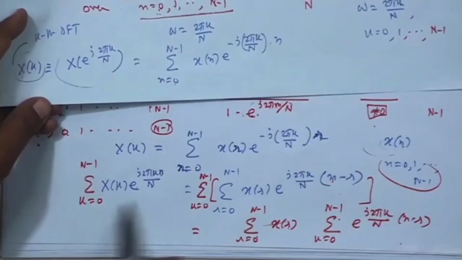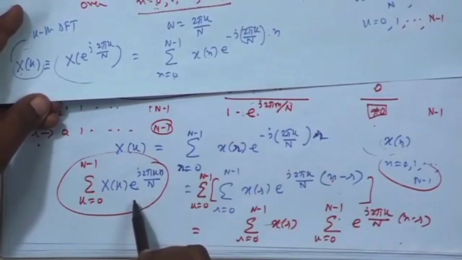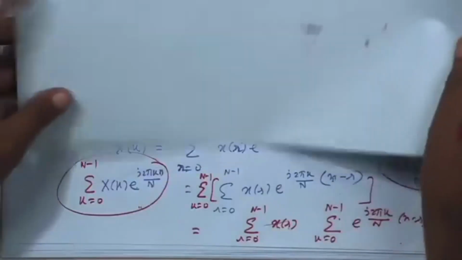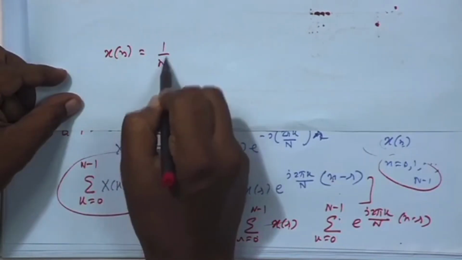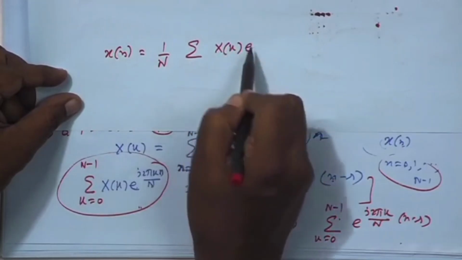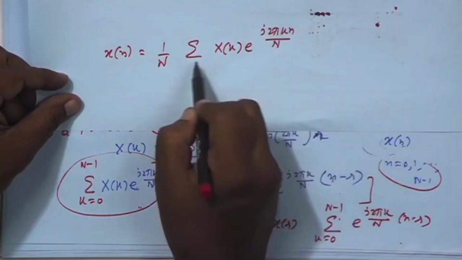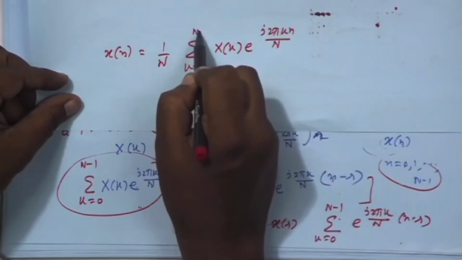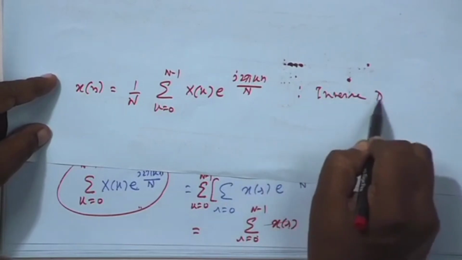This part I started with and then carried on. So this is equal to capital N into x n, which means x n will be 1 by N into this summation. This is called the inverse DFT.